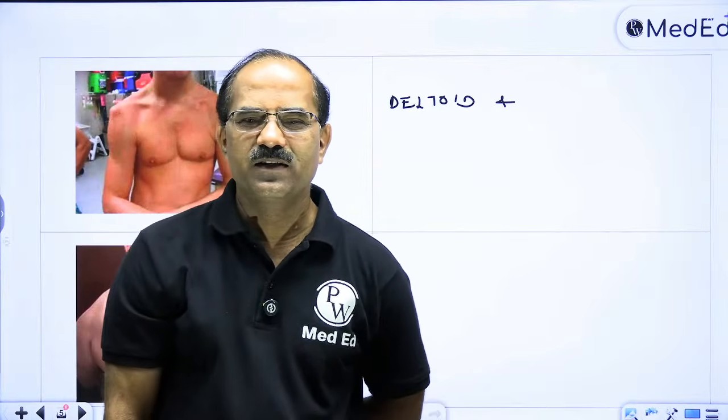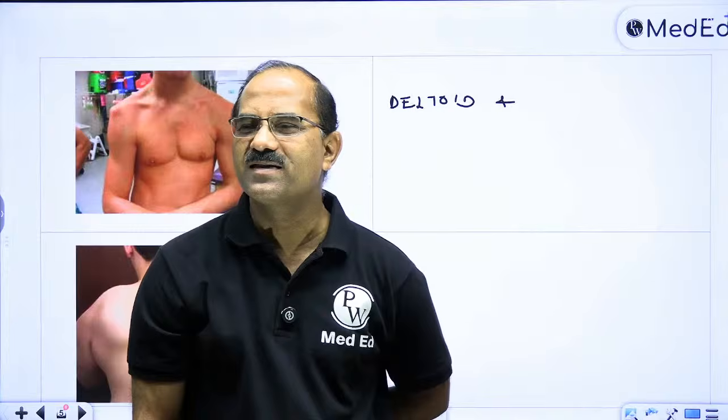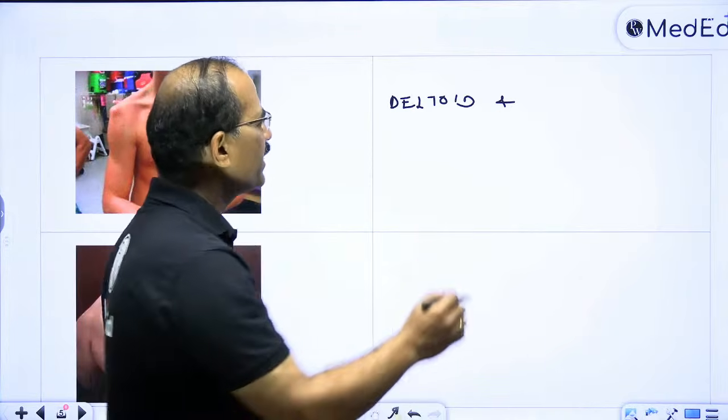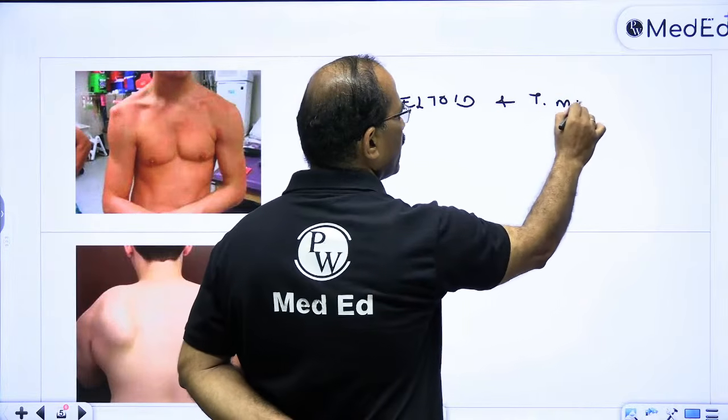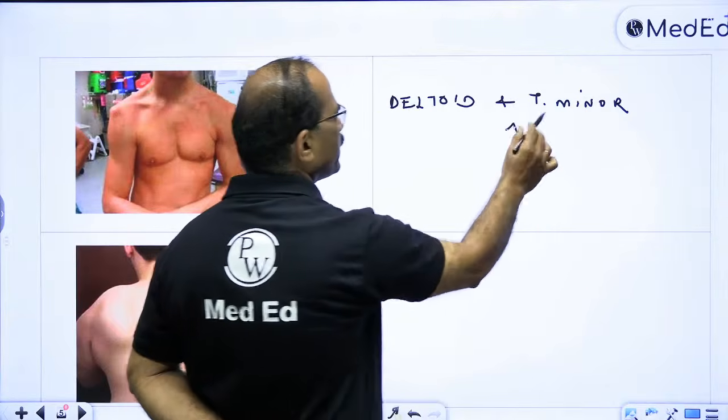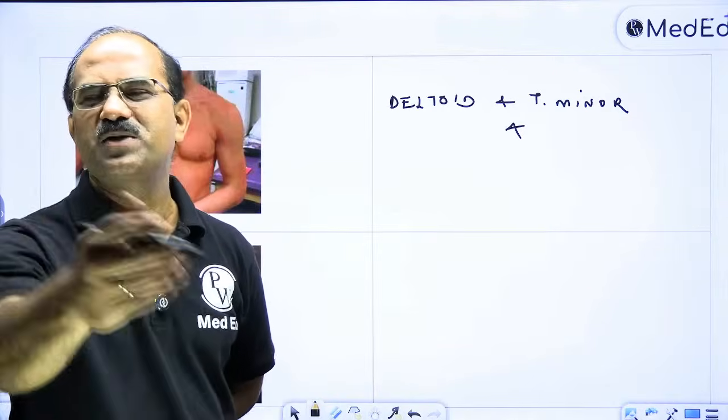Axillary nerve supplies the deltoid and anything else? Teres minor. Yes, teres minor. Axillary nerve supplies the deltoid and teres minor, and it gives a cutaneous branch.